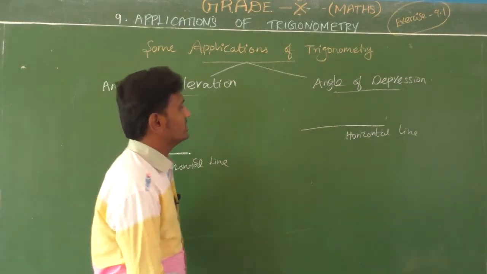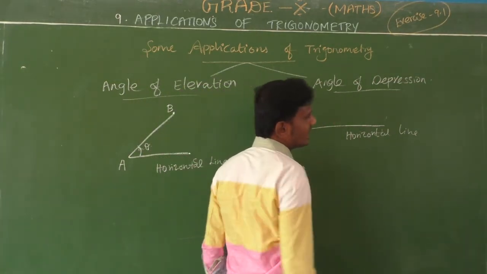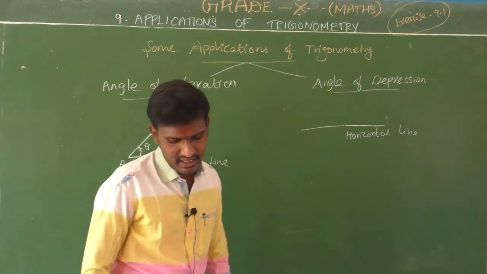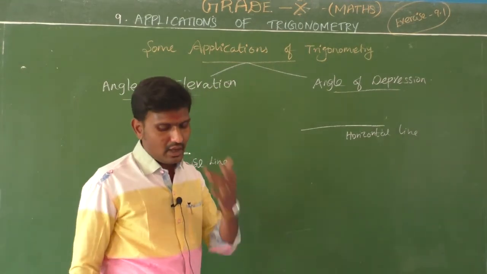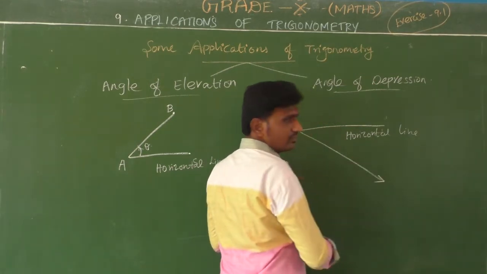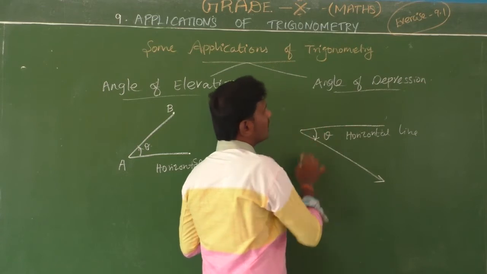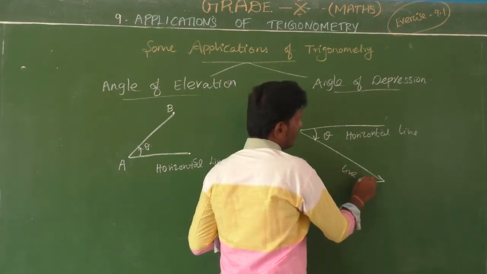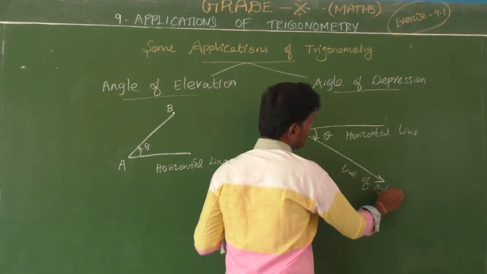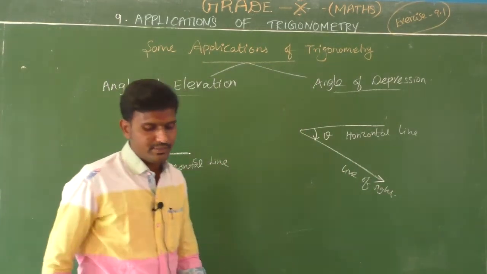So how do we form the angle of depression? See, this is a horizontal line. Now the line of sight I am going to draw like this. So this angle is called the angle of depression. This is the line of sight. So this theta is called the angle of depression.